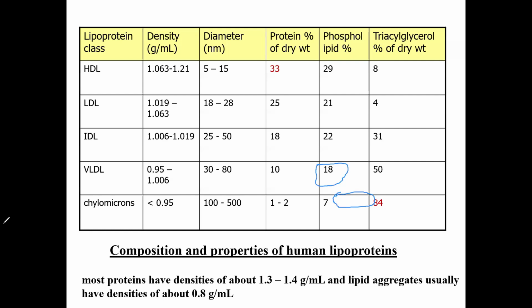Human lipoproteins. In this case, we have the lipoprotein classes HDL, LDL, IDL, VLDL, and chylomicrons. This is their normal density in humans, and if they are above or below that, it means that there is a problem. This is the range of their diameter, and then the percentage of protein of dry weight. And of course, the HDL is the one that has the highest protein percentage.